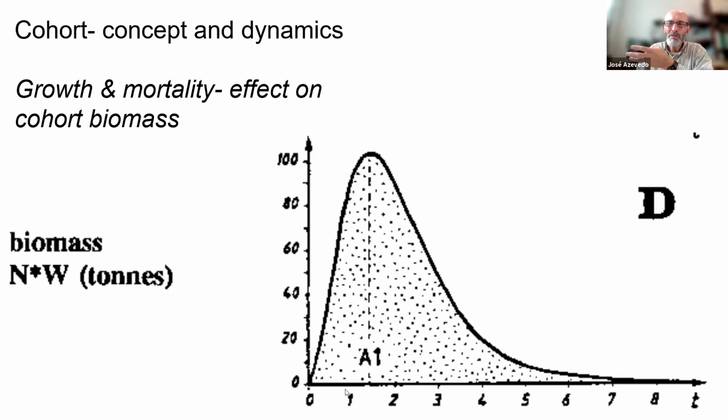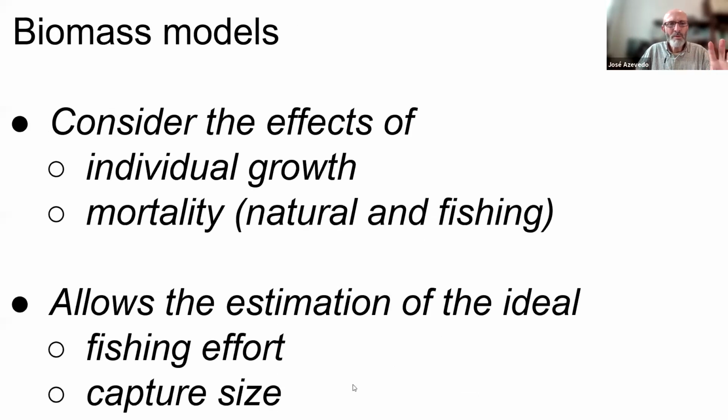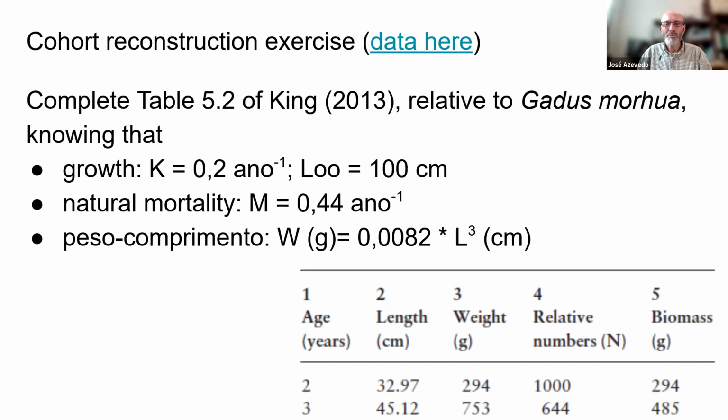So the biomass models that we're going to use, and I have this slide here, consider these two effects, individual growth and mortality, and they allow the estimation of the fishing effort that must be applied, and also the ideal capture size to maximize the fishing biomass. So I will stop there because we're going to do some exercises, and I will stop this video now.